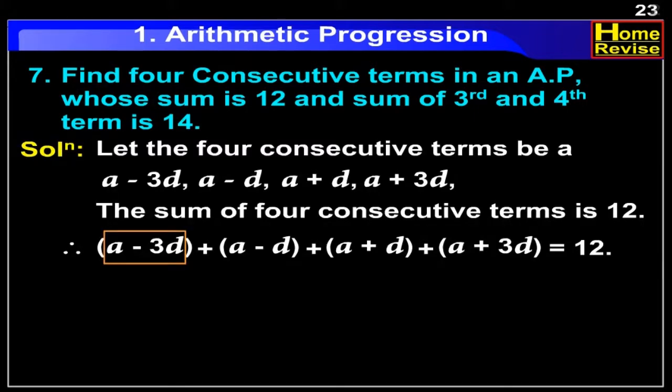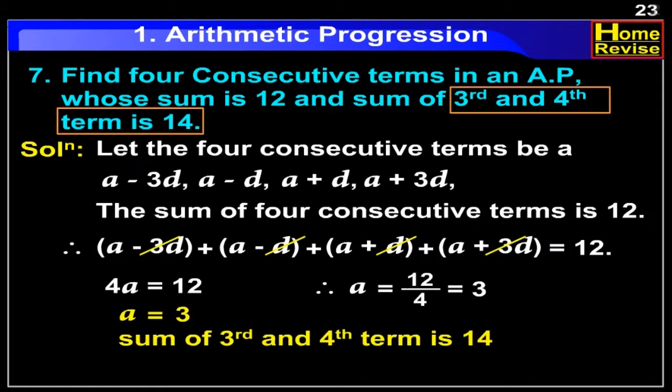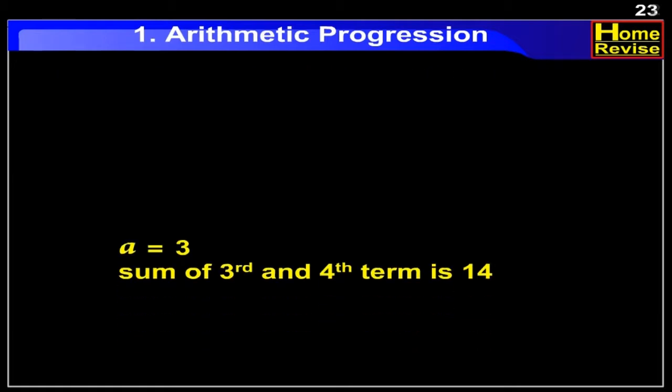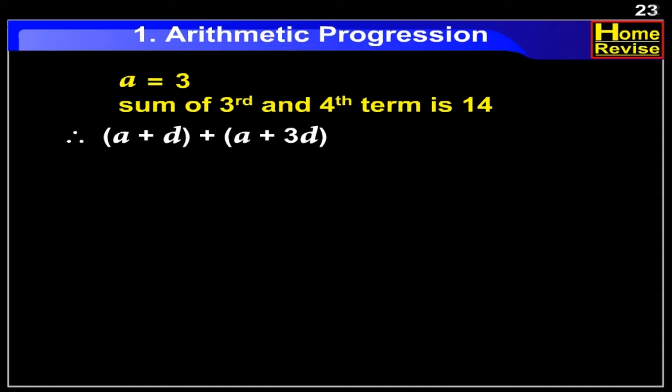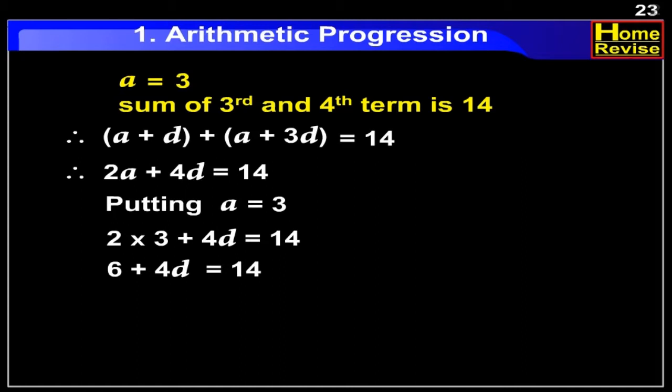Here, minus 3d and plus 3d get cancelled out. Similarly, minus d and plus d get cancelled out. Hence, we have 4a is equal to 12. Therefore, a is equal to 12 divided by 4. Therefore, a is equal to 3. Now, it is also given that the sum of 3rd and the 4th term is 14. Therefore, we have a plus d plus a plus 3d is equal to 14. Therefore, 2a plus 4d is equal to 14. Putting the value of a is equal to 3, we get 2 into 3 plus 4d is equal to 14. 6 plus 4d is equal to 14.